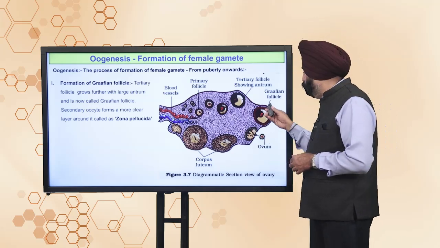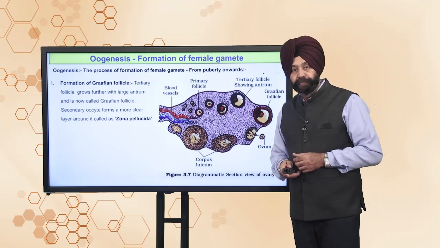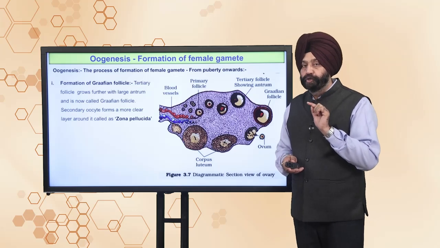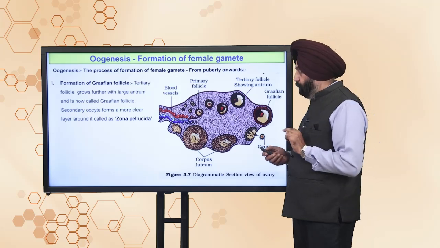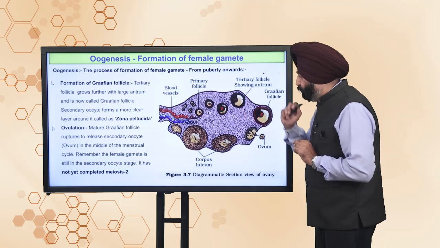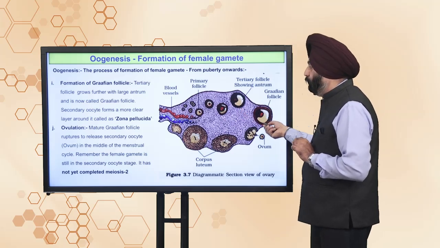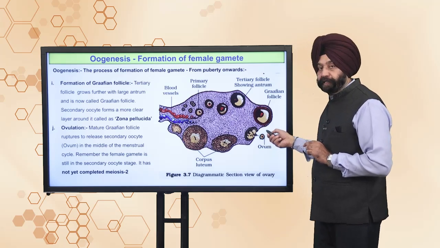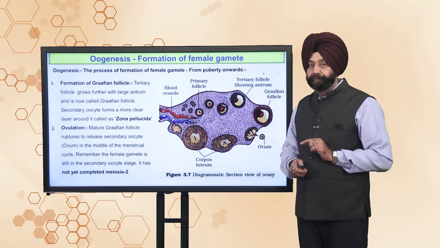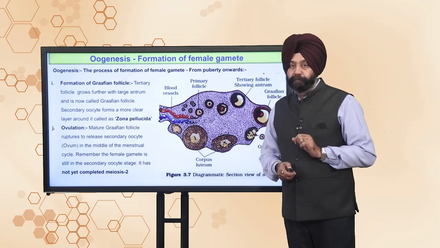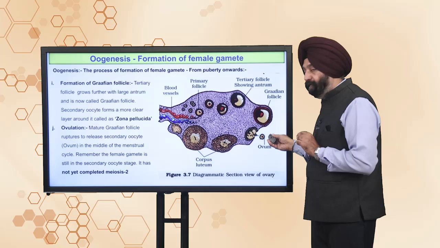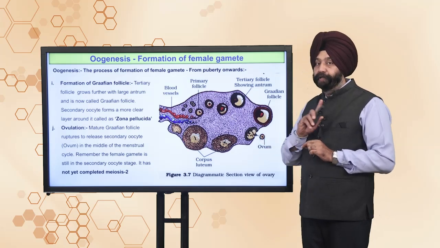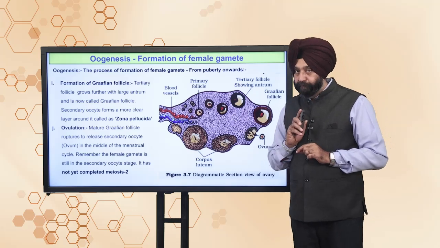The secondary oocyte inside this develops a clear zone around itself called the zona pellucida. The next phase is ovulation. The mature Graafian follicle will release the ovum, and this occurs in the middle of the menstrual cycle. Always remember, the female gamete is still in its secondary oocyte stage. It has not yet completed meiosis II.